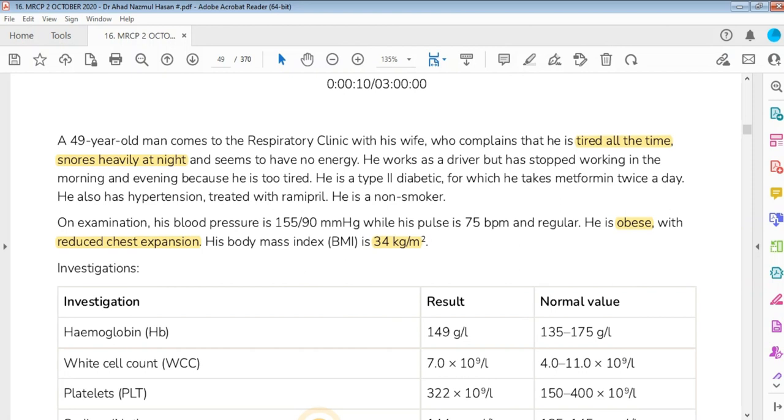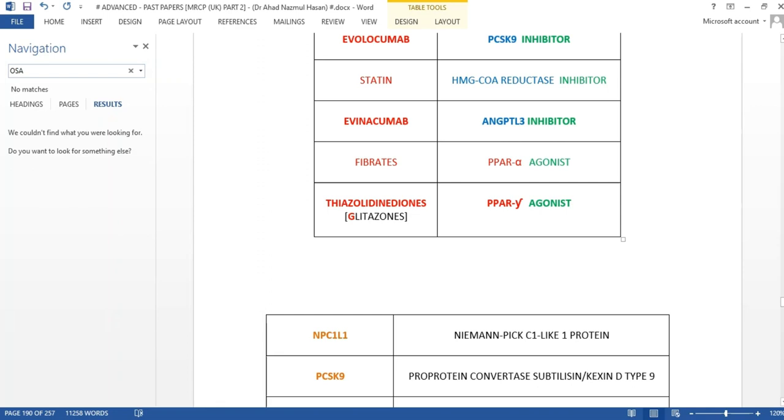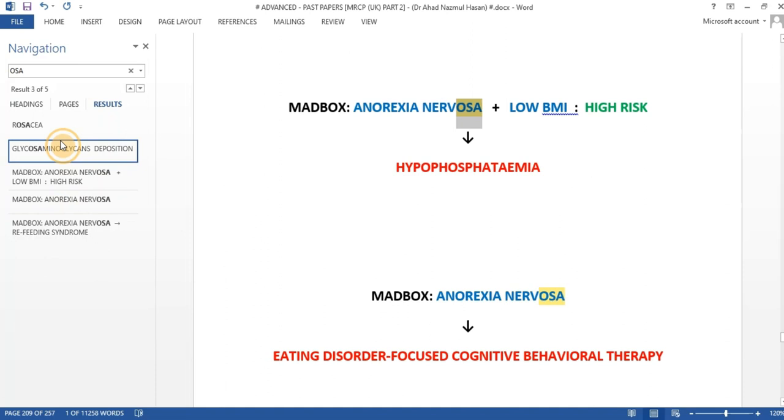Obstructive sleep apnea. Yes, very good. This is a case of obstructive sleep apnea. So what should be the choice of management? CPAP, but it's not there. So mandibular devices.